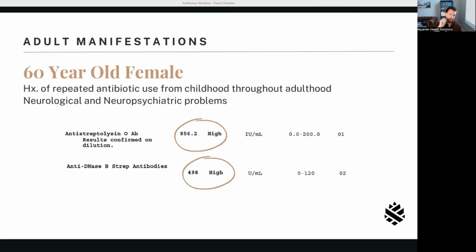This was a patient that we had, 60-year-old female, history of repeated antibiotic use from childhood throughout into adulthood, always gets sore throats all the time, brain fog, all these other neurological issues and neuropsychiatric problems. And as a part of our comprehensive diagnostics, we always run strep titers in the blood work for these types of patients. And so these two are sky high in an adult who's had all of these things. And our other forms of testing that we leverage also showcase that there was strep in the tonsils, so there was strep in different parts of the brain. And so we can start to formulate these things together. But I just wanted to show this to you, that even adults can have autoimmune strep conditions that are showing up as neurological and neuropsychiatric problems.